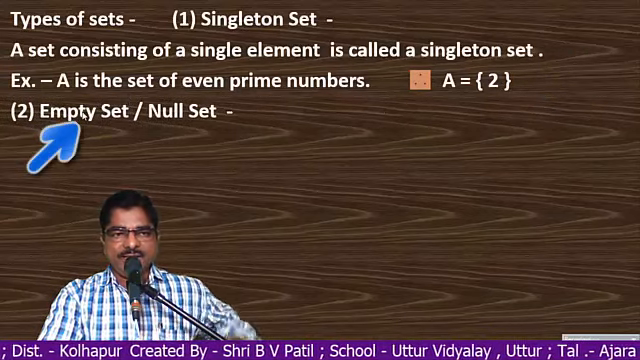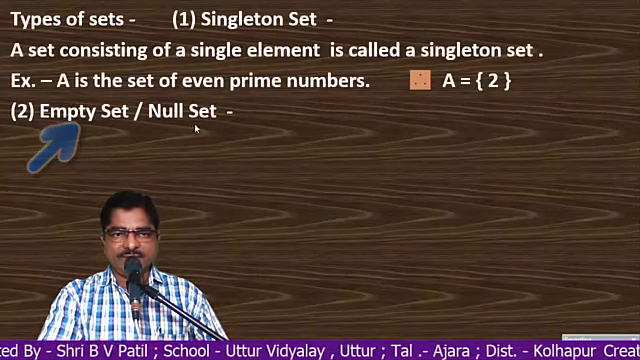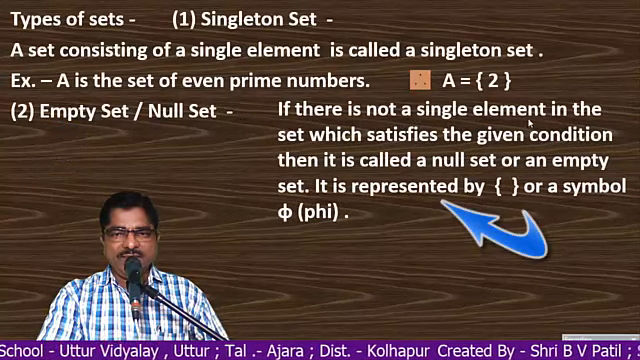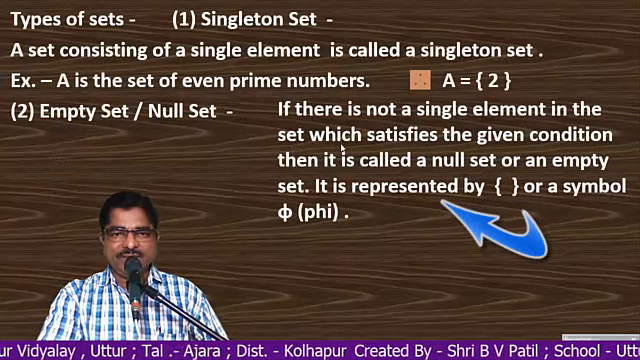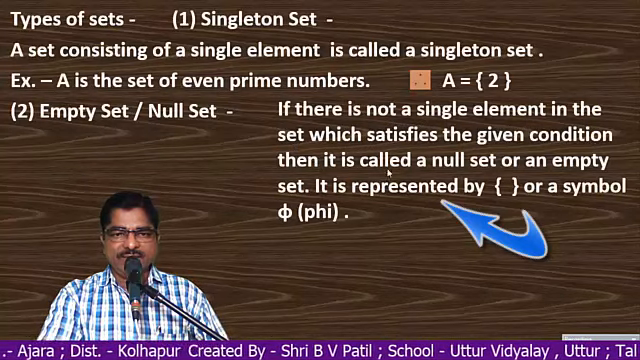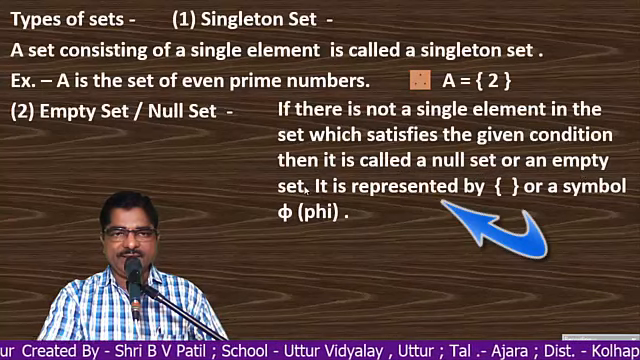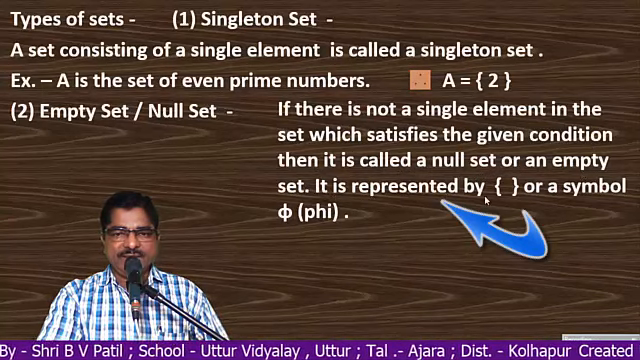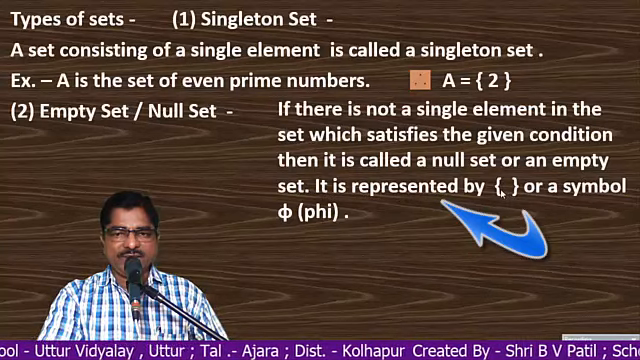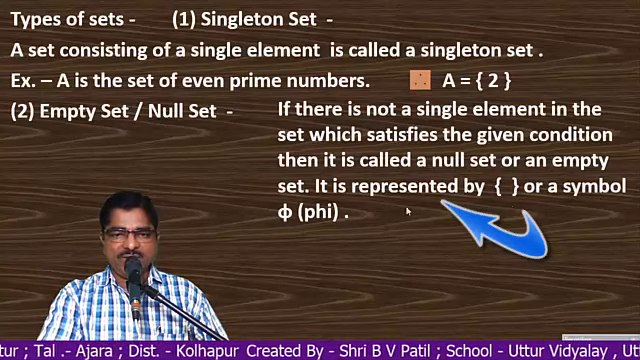Then second type, that is empty set or null set. If there is not a single element in the set which satisfies the given condition, then it is called a null set or an empty set. It is represented by curly brackets with no element inside, or a symbol phi.